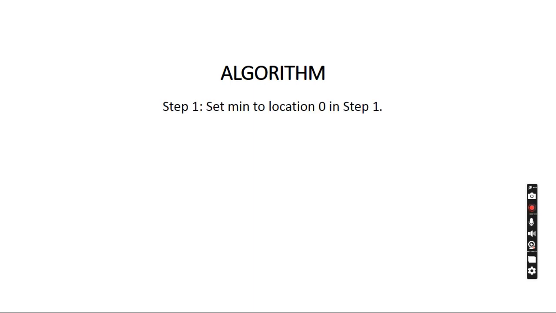In step 1, we'll set min to location 0, to index 0. We'll set that element to a variable called min. We can use other names as well, but for simplicity we'll keep it as min. In step 2, we'll look for the smallest element on the list, the element with the least value.